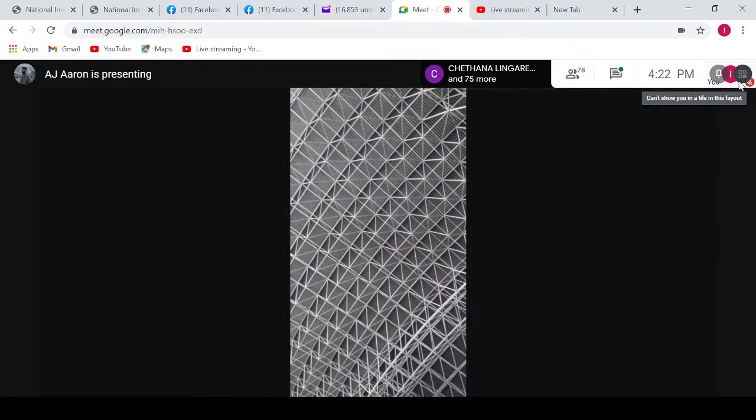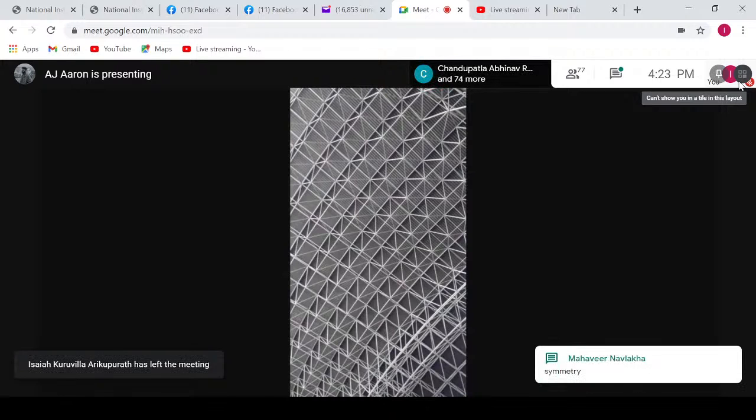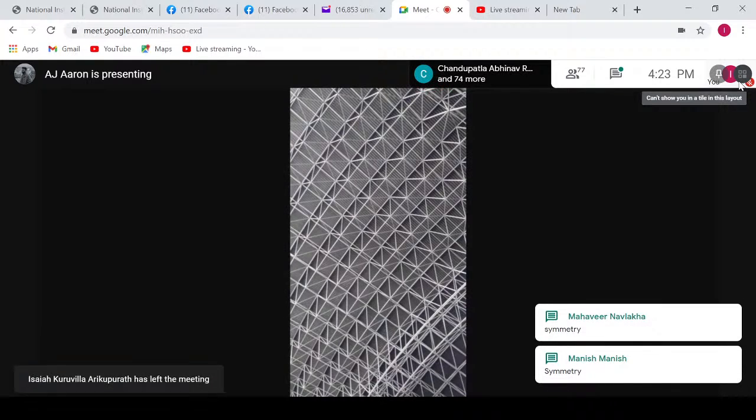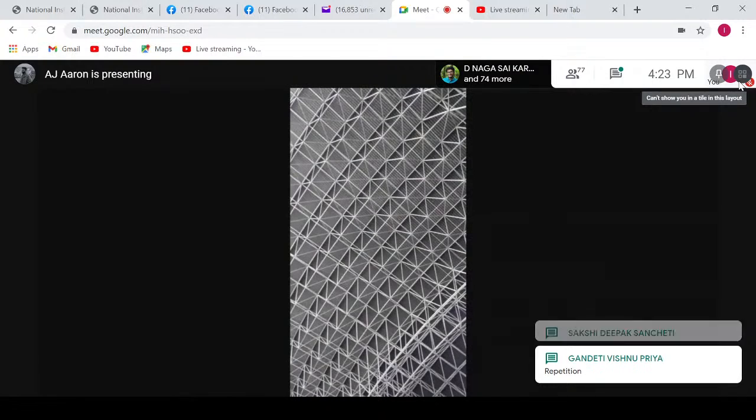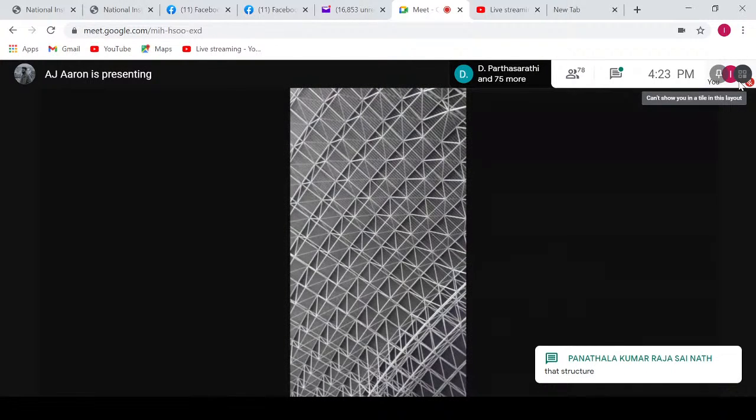What makes this image interesting? What do you guys think? Symmetry? Do you see symmetry? I don't see symmetry. That's a picture taken by me again. Oh, okay. Not a picture by you.